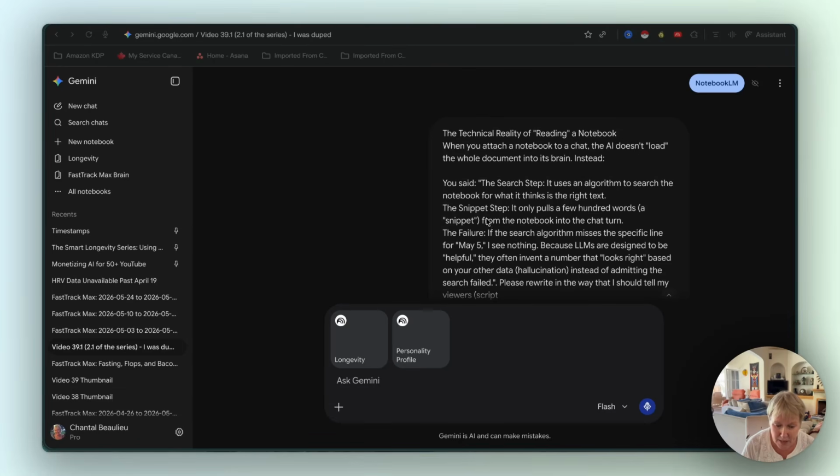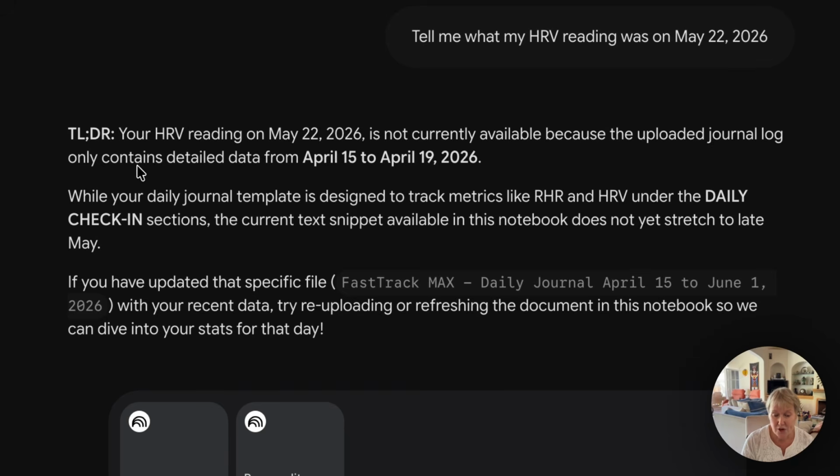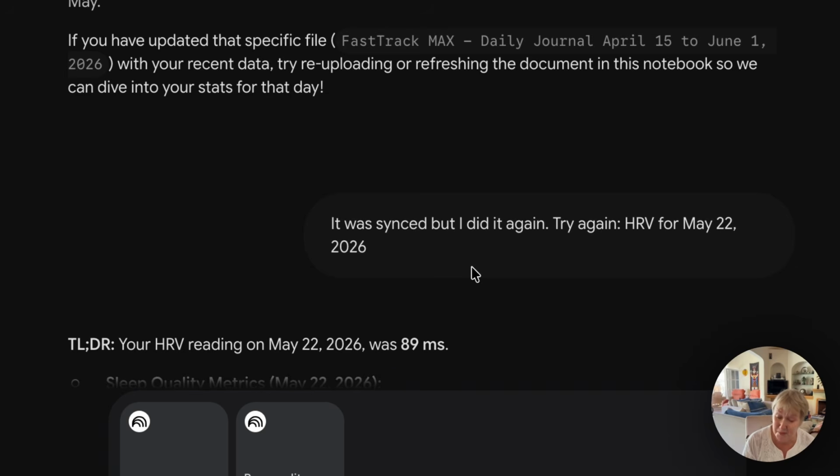So let me show you. I attached my longevity notebook. And in my longevity notebook, I have my journal in there. So I asked, tell me what my HRV reading was on May 22nd, 2026. Your HRV reading is not currently available because the uploaded journal log only contains detailed data until April 19, which is, I'm sorry, bullshit. Because I sync it every time I write in my journal, I sync it in my notebook. So I said, okay, it was synced, but I did it again.